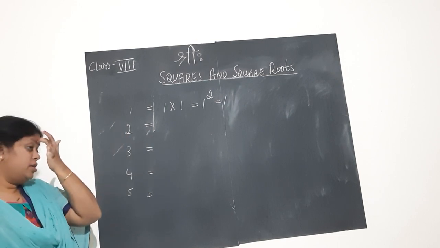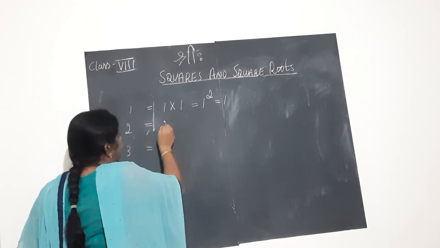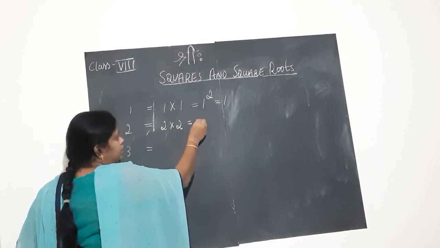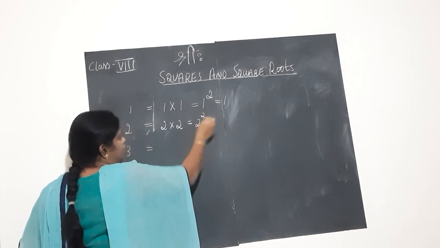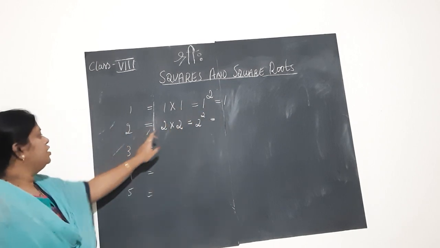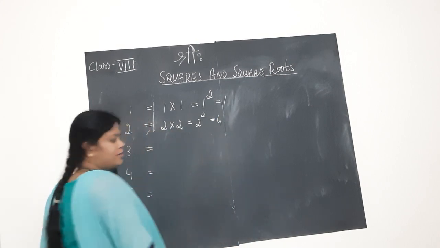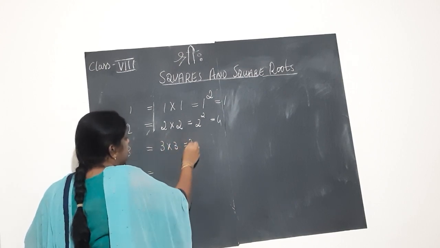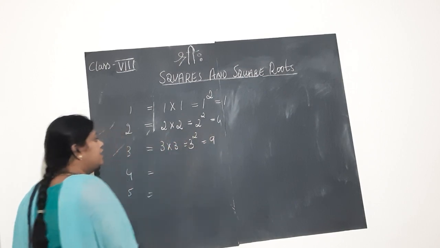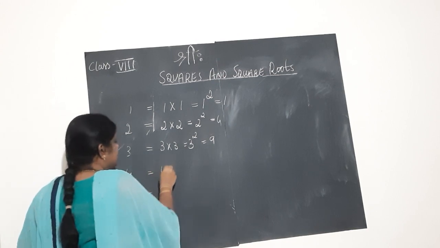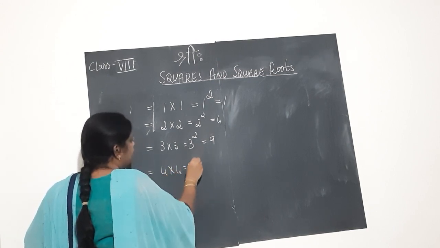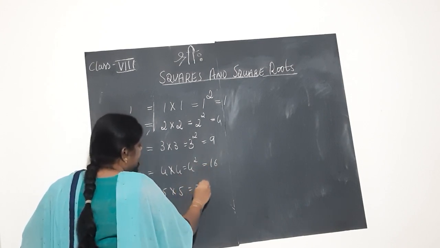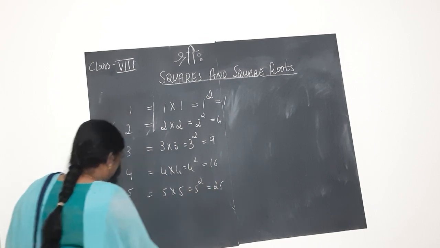Similarly, the next natural number, 2. If I multiply the same number twice, 2 into 2 is 2 square. What is 2 square? 2 twos are 4. Similarly, 3 into 3 is 3 square. 3 threes are 9. 4 into 4 is 4 square, 16. 5 into 5 is 5 square, which is equal to 25.